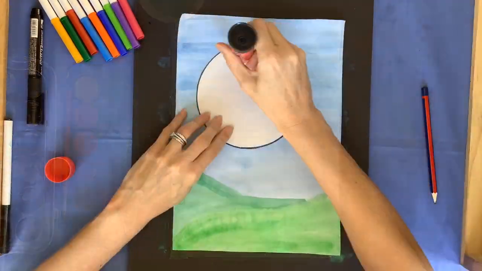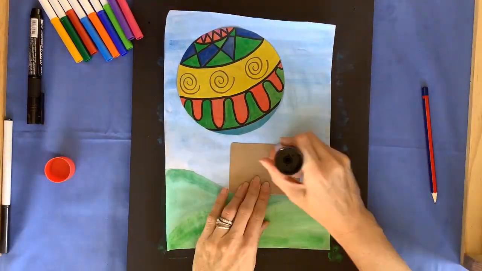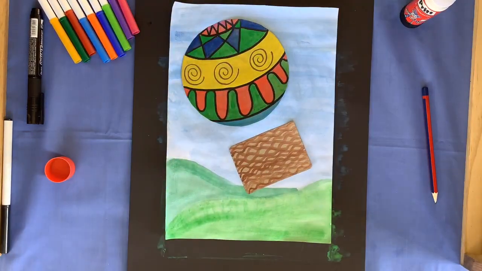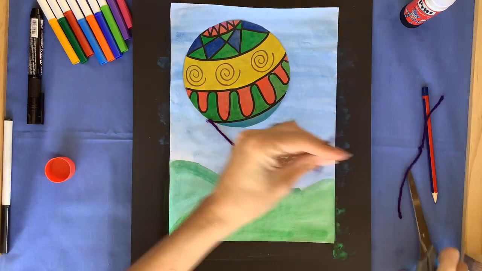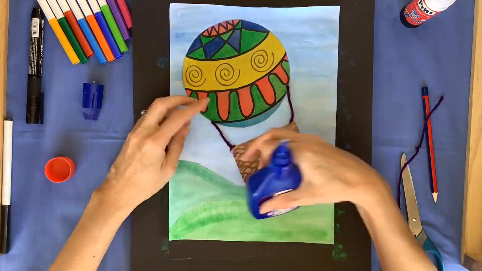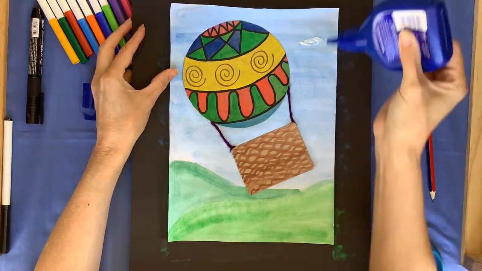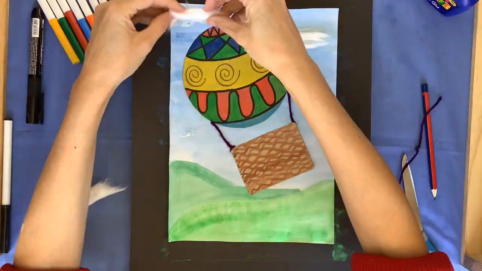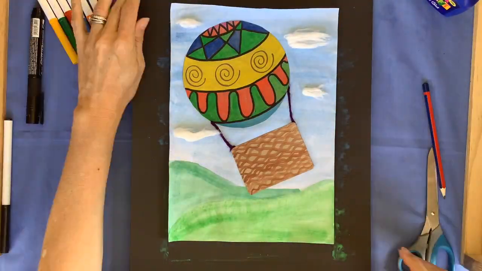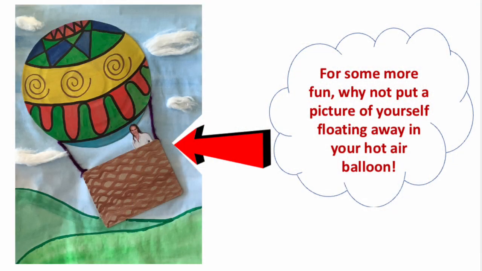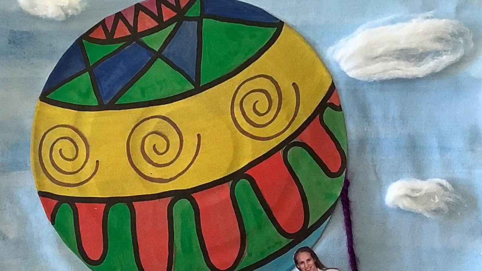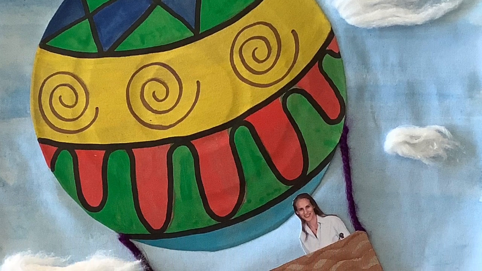Once your background is dry, then you can stick your balloon. I normally put it at a slight angle so that it looks like it's floating. Now you'll need some string or some wool to make the ropes on the balloon. Glue some pieces of cotton wool into the sky to make clouds and outline your hills. Now just for fun, why not put a picture of yourself floating away in the hot air balloon? Maybe you could add your pet dog or the rest of your family and friends.